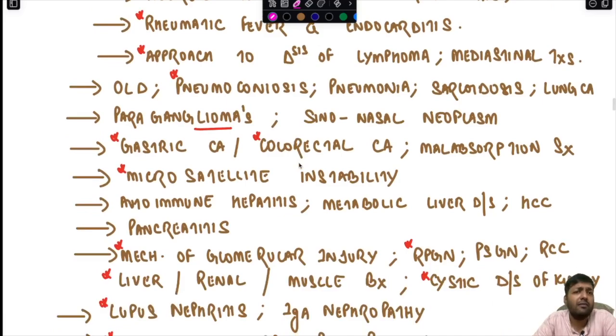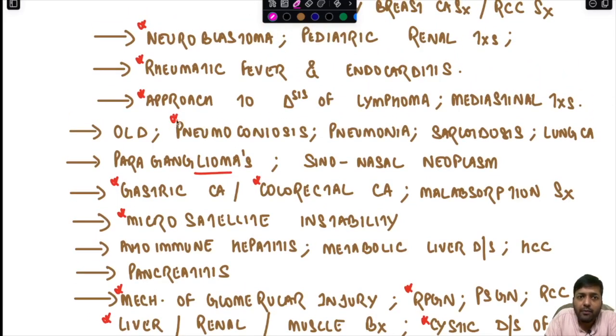Now I am coming to system-wise important questions which are asked. Obstructive lung diseases, where you have COPD, asthma, bronchiectasis, then pneumoconiosis, pneumonia, sarcoidosis, lung carcinoma, paraganglioma, sinonasal neoplasm. Now remember, those that I have highlighted with red are very commonly asked.